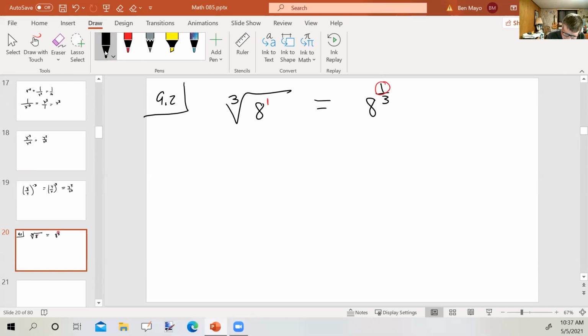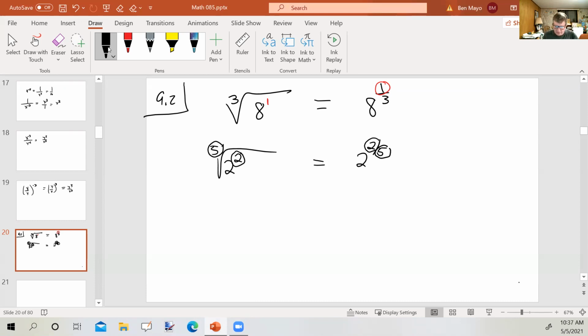Okay, let's look at some more examples. Let's say I've got 2 squared and take the 5th root of that. That would be 2 to the 2/5 power. So the inside exponent becomes the numerator of the exponent, and the index becomes the denominator of the exponent.